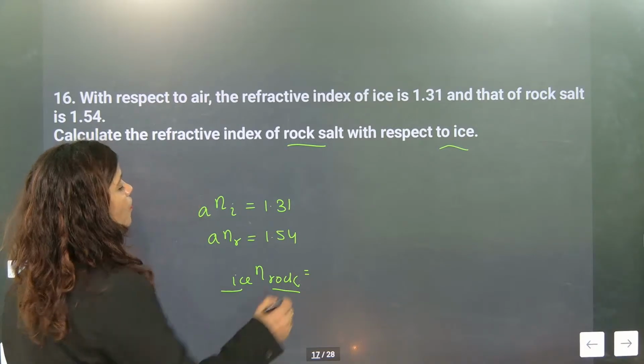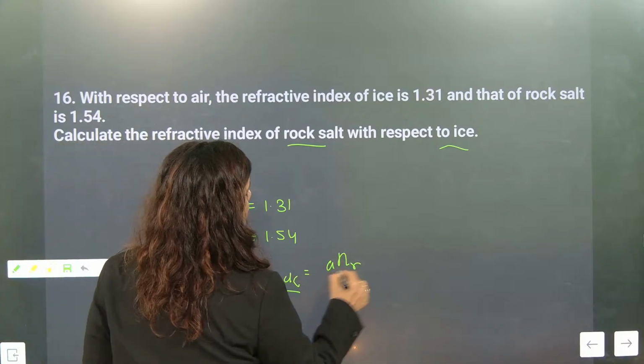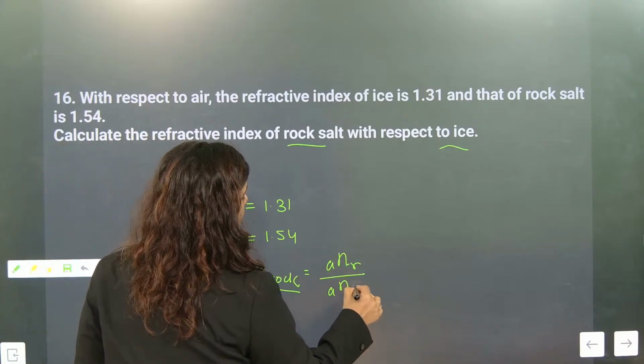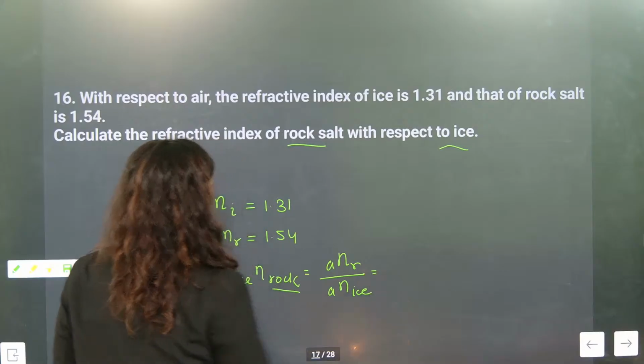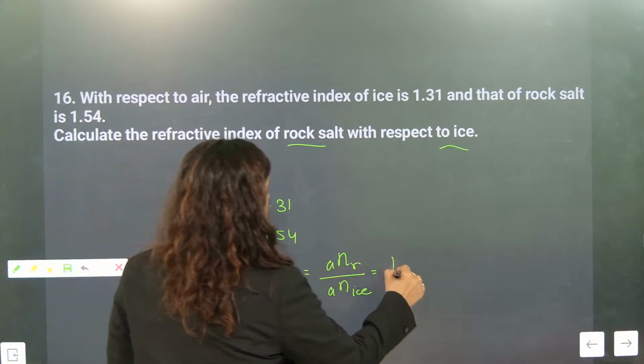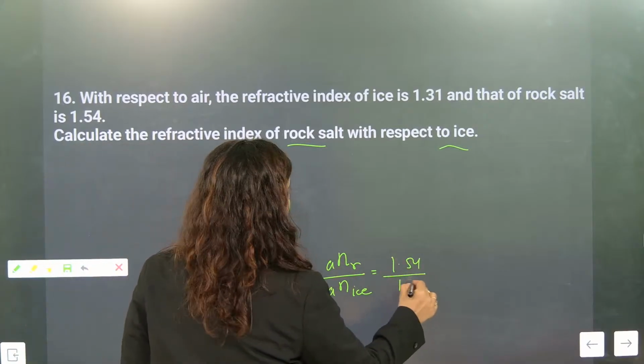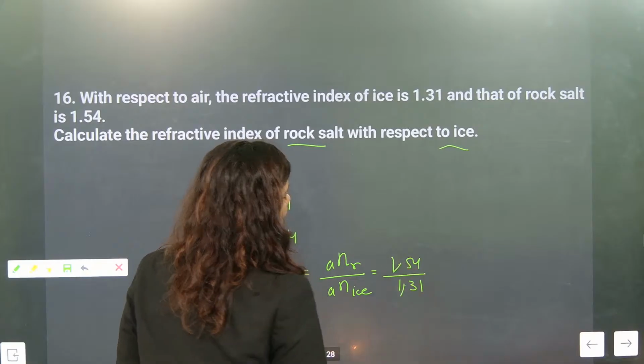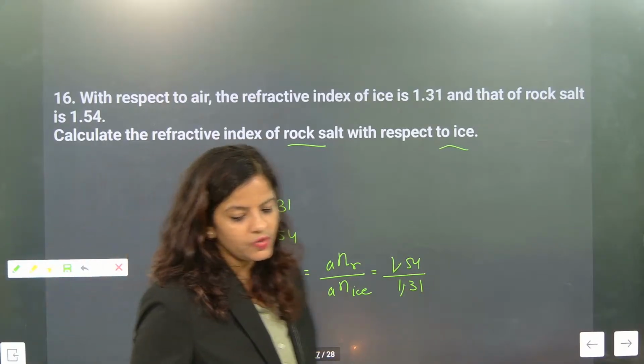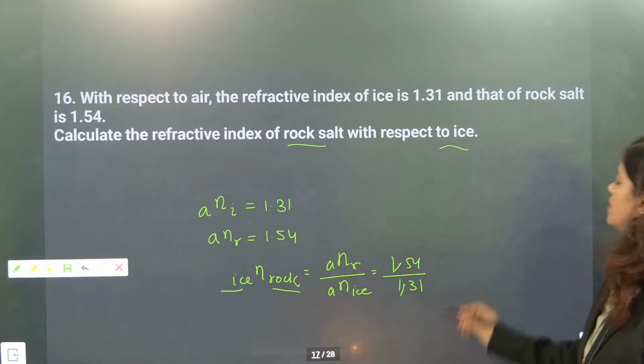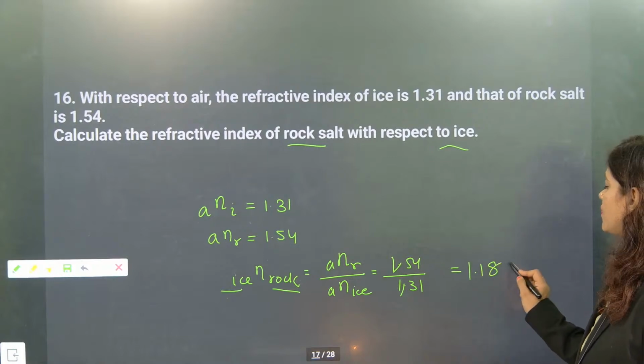So here it will become air to rock salt, over air to ice. Air to rock salt is 1.54. Air to ice is 1.31, cancel. So the approximated answer is coming as 1.18. Absolutely correct. The approximated answer is 1.18.